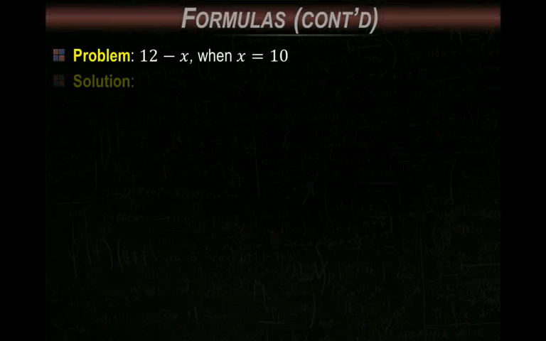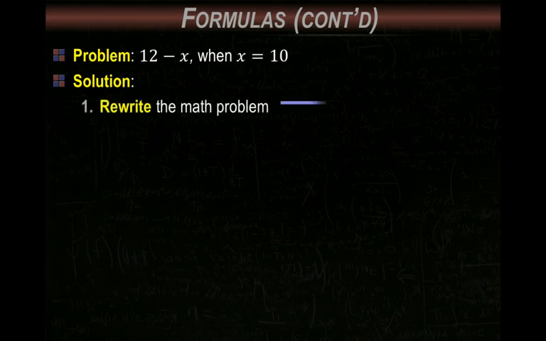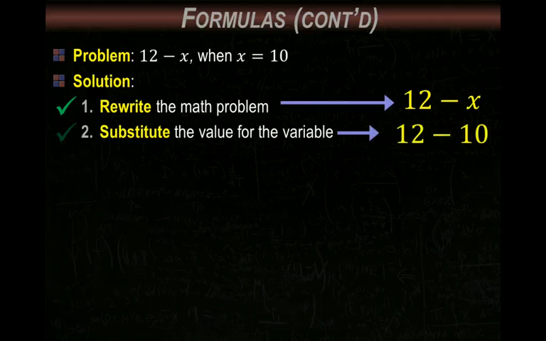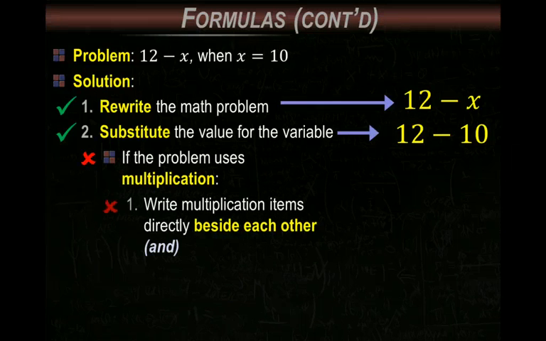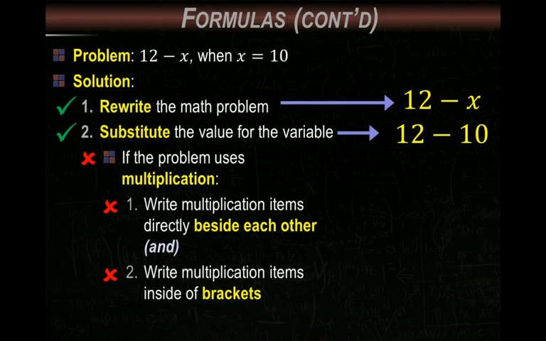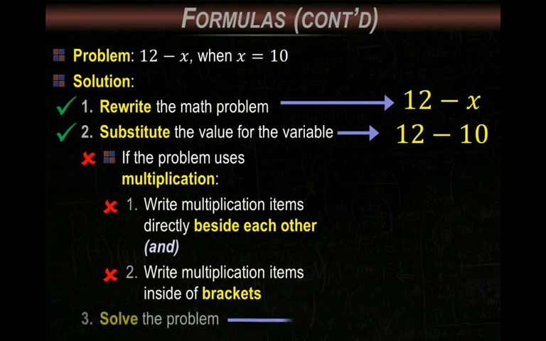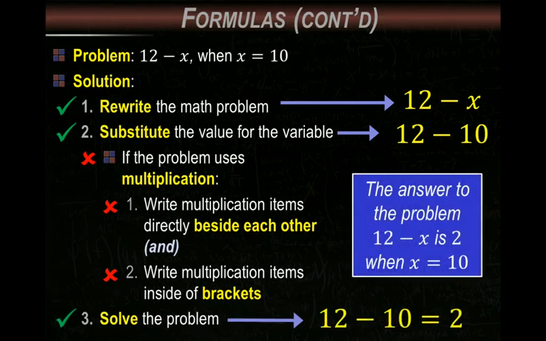Let's do another easy one. 12 minus x when x is 10. Okay, rewrite the problem. Substitute in the value for the variable. 10 goes in for x. Does not involve multiplication, so we don't have to worry about this. And solve it. It's 2.